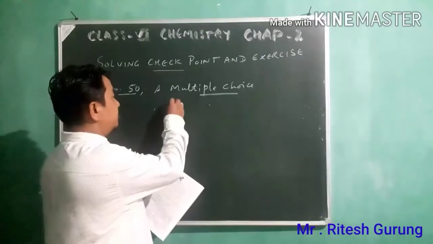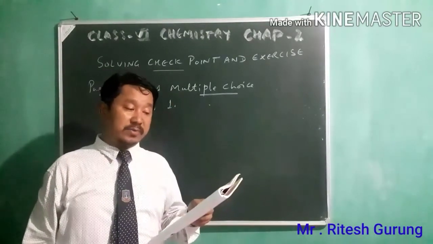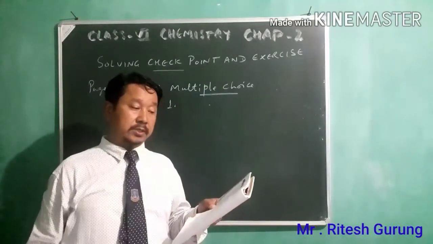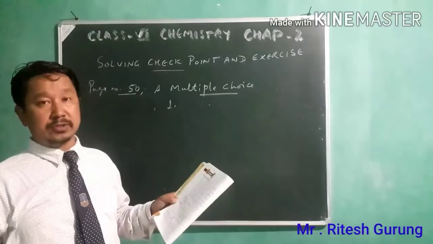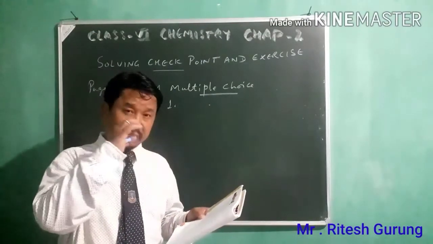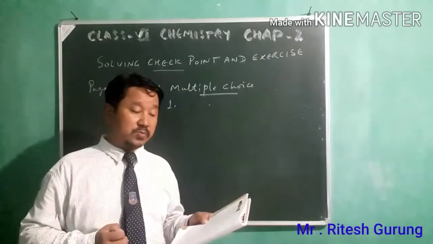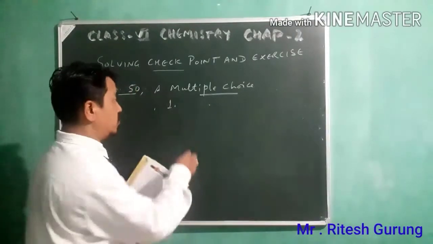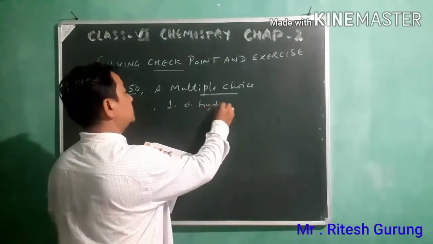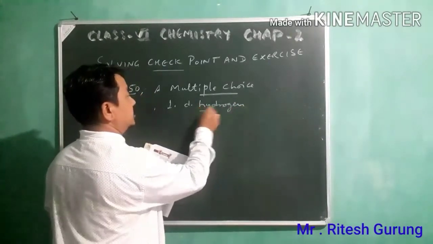Number 1: the most abundantly occurring element on the earth: oxygen, silicon, aluminum, or hydrogen. Which is the one that is most abundantly occurring on the earth among these 4? Option number D, hydrogen. So this is the answer.